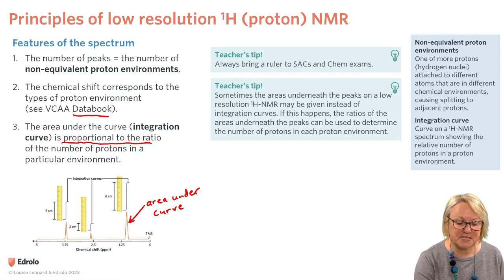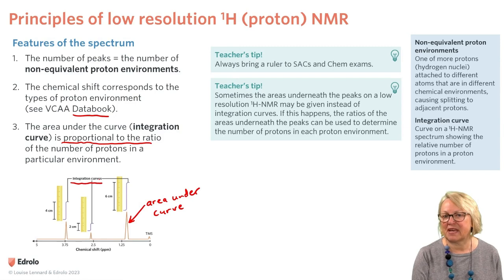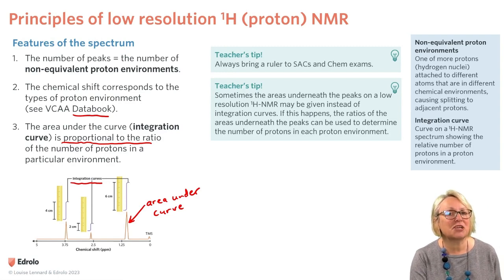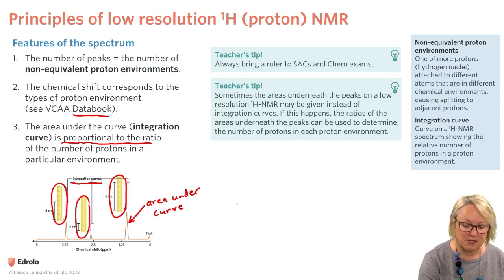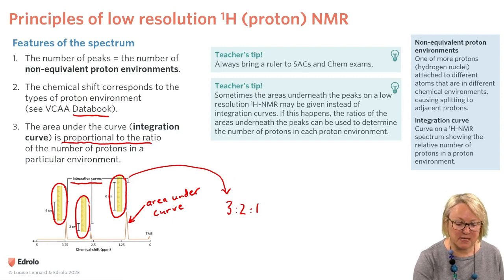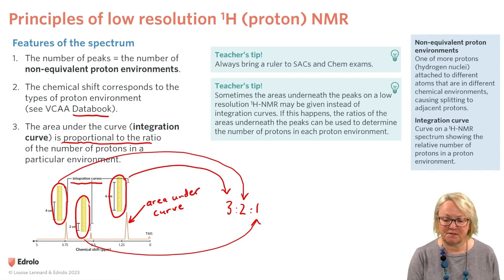And sometimes you'll see, given on the trace, what we call integration curves, which is a way of measuring that area under the peak. And the integration curves, the relative height, tells us the ratio of hydrogens in that particular environment. So if the height is 6 centimetres compared to 4 centimetres compared to 2 centimetres, we've got a ratio of 3 to 2 to 1. So 6 divided by 2 is 3, 4 divided by 2 is 2, and 2 divided by 2 is 1. So that's the ratio of protons in that environment.